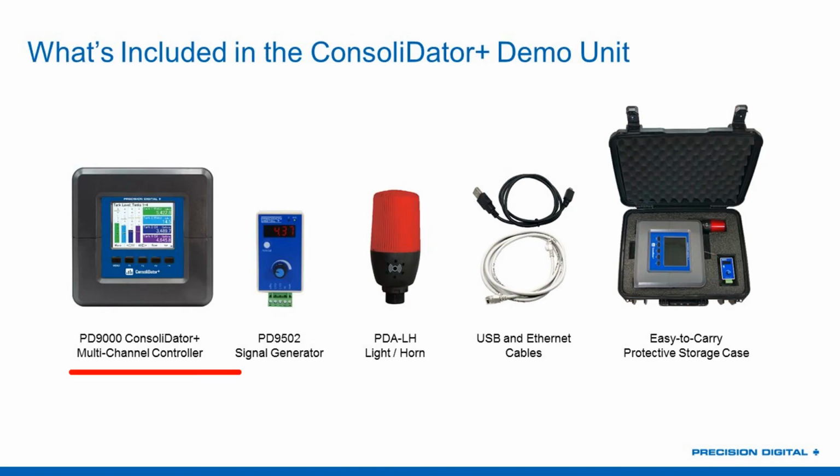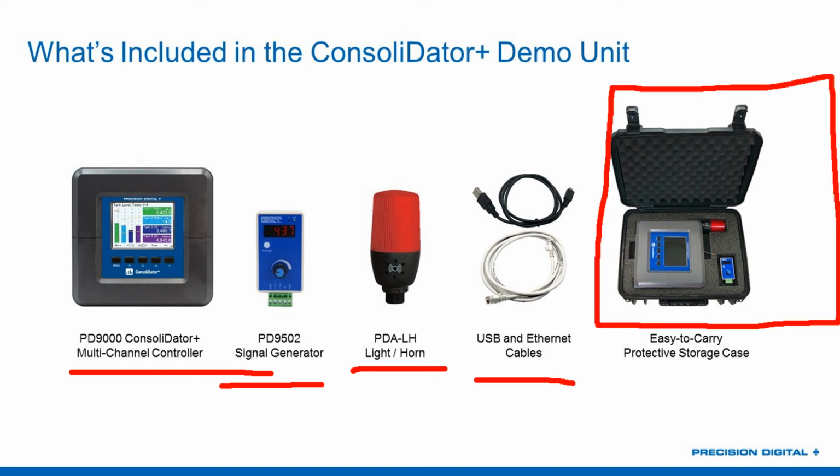So with the demo, you get your Consolidator Plus. It's got one of every input card, so you can play with it and have 4 to 20 milliamp inputs, pulse inputs, relay outputs, 4 to 20 milliamp outputs. It's got the enhanced Modbus feature package on it. You get your 9502 signal generator. You get the light and horn. We give you all the cables you might need to connect up to this thing. And we put it all inside of a nice box for shipping and bringing around.